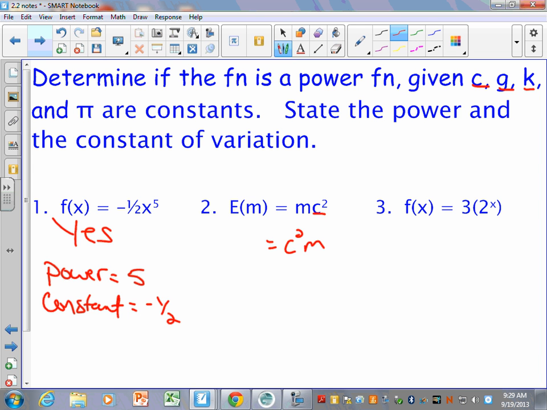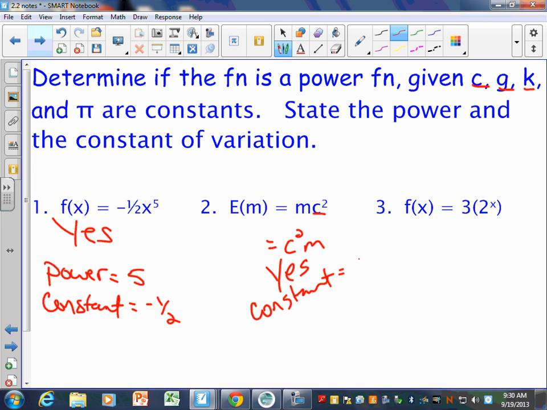It's just a formula, and the constant can be squared. It's kind of weird. Normally not squared, but it is still a power function. So the answer there is yes. And what is your constant? Your constant is not just c. Your constant is c squared, like the whole thing. And what's the power on our variable? 1. 1 is still a number. Because the m is the variable, so it's the power of 1. The c squared is not our variable, right? The c squared is our constant. That's what's tricky about that, which is why it's important to notice on your homework today, c, g, k, and pi are constants.